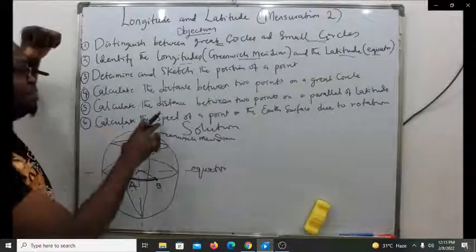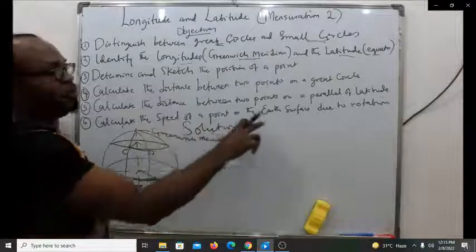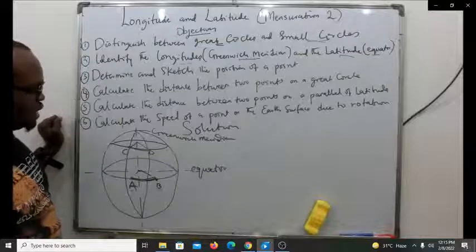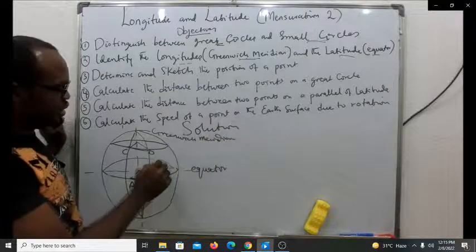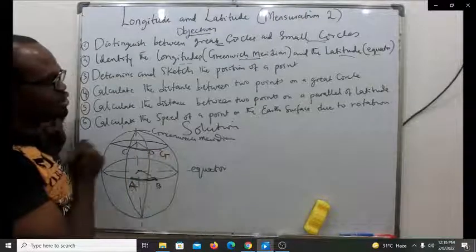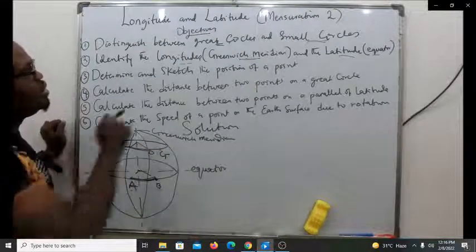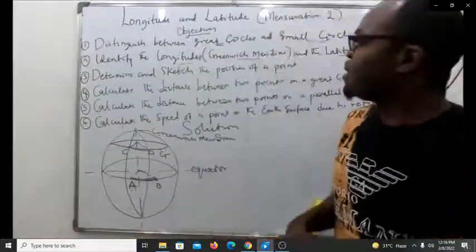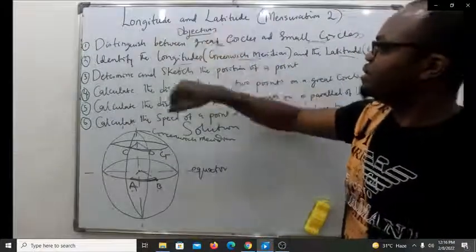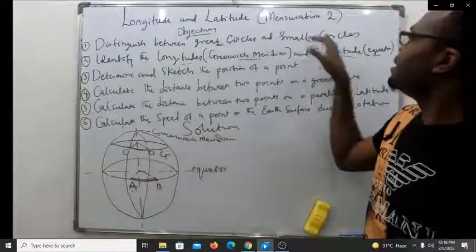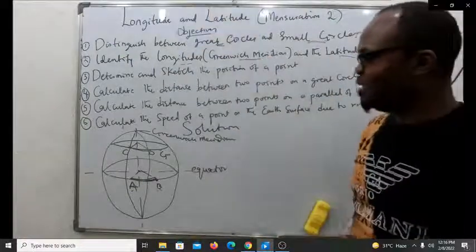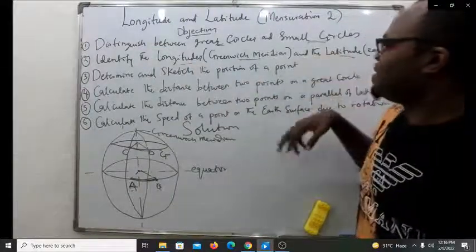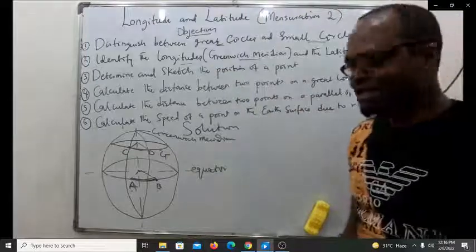Now we can also calculate the speed of a point on the Earth's surface due to rotation. So if you want to calculate the speed of a point on the Earth's surface due to rotation, we should also be able to do this calculation under longitude and latitude. So those are the objectives of this very lecture. Should be able to distinguish between great circles and small circles. And this objective, we've been able to solve them up to this point. So in subsequent classes, we'll be doing the remaining calculations.